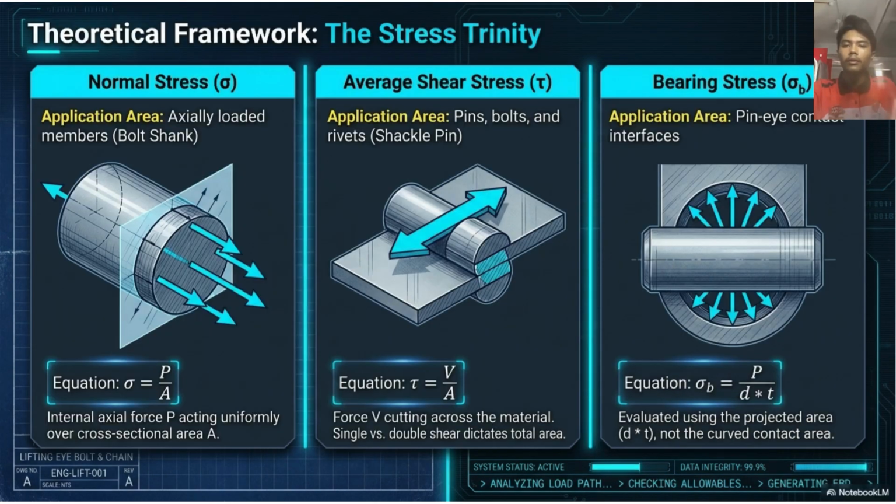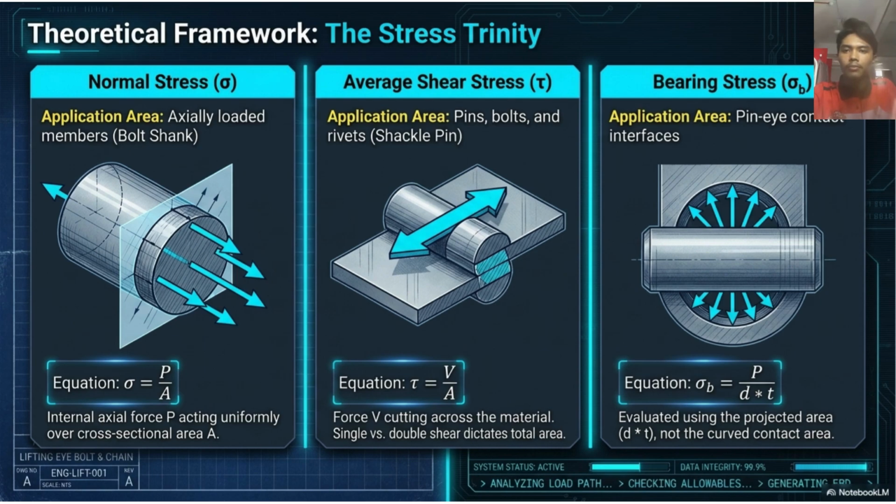Now, let's dive into the theoretical framework, which we like to call the stress trinity. To analyze potential failure points, we evaluate 3 primary types of mechanical stress. The first one is normal stress. This applies to axially loaded members, which in our case is the bolt shank.